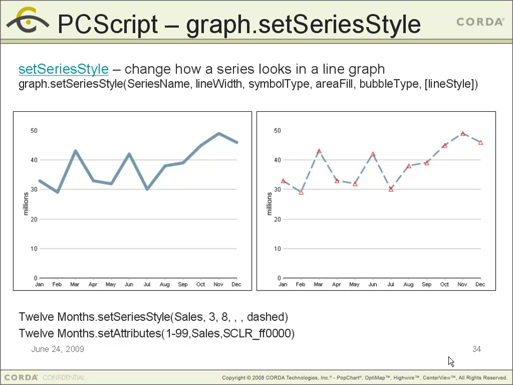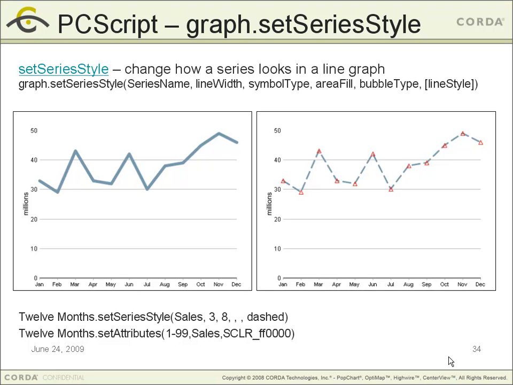So we take a graph that looks like the one on the left using the two PCScript commands shown below. We're doing a set series style on sales. We're specifying a line width of 3 and a symbol type of 8. Those different symbol types are defined in the documentation. You can look those up. And finally, at the end, we're specifying a dashed line style.